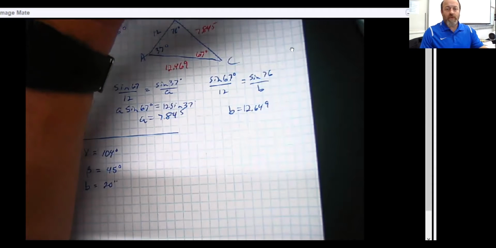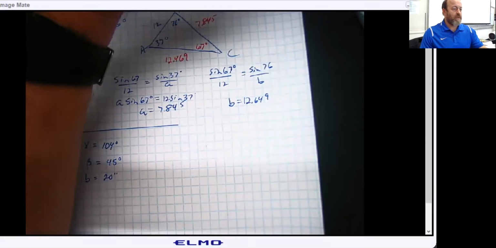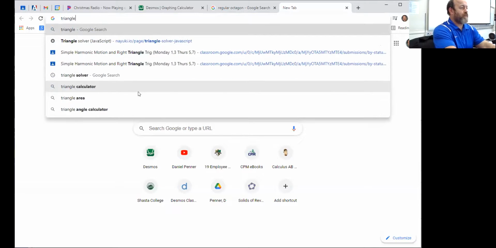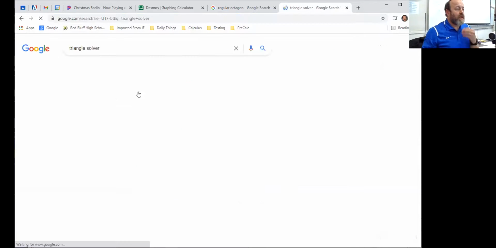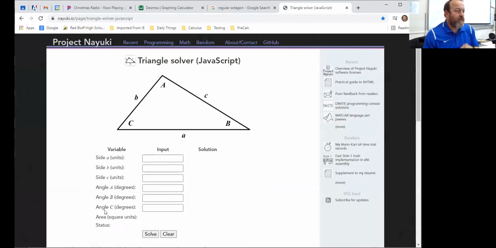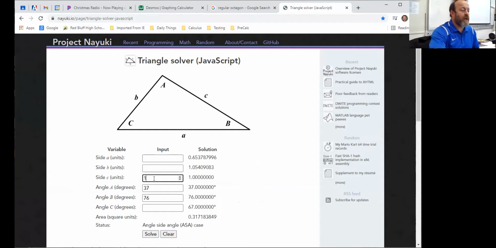And that is if you do a quick Google search and just look up triangle solver. My favorite is Project Nayuki right here. If you just type in the data that you know, so for this problem, I gave us that angle A was 37, I gave you that angle B was 76, and last but not least, we said that side length C was 12.